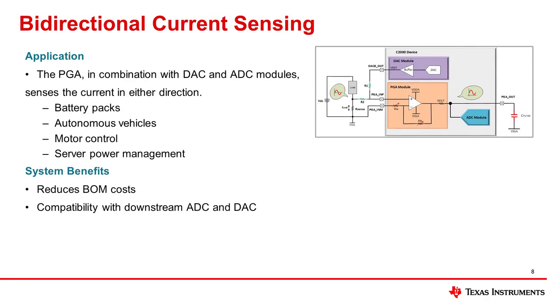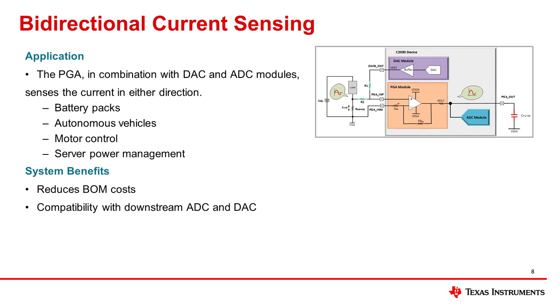Bidirectional current sensing can be used for different applications. For example, a battery monitoring system uses a bidirectional current sense amplifier for measuring the charging and discharging currents of a battery. The magnitude of the output voltage is proportional to the magnitude of the charging or discharging current. This allows the battery monitoring system to accurately measure the current flowing into and out of the battery.